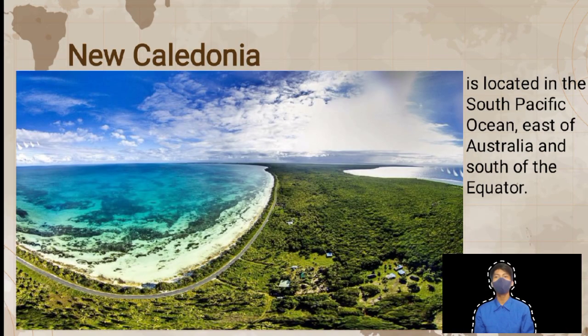Next is the New Caledonia. The New Caledonia is located in the South Pacific Ocean, east of Australia and south of the equator.